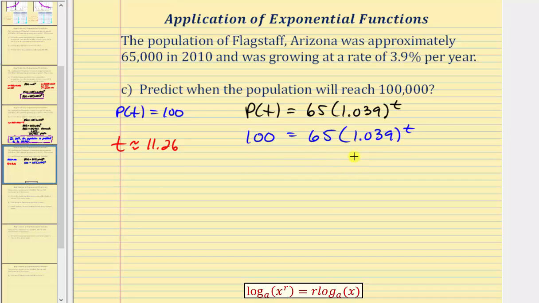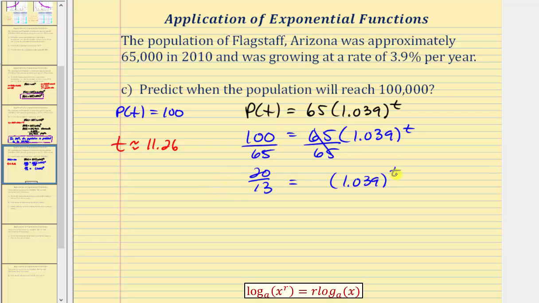So to solve this algebraically using logarithms, the first step is to isolate the exponential part by dividing both sides by 65. 100 divided by 65 simplifies to 20/13. So we have 20/13 equals 1.039 raised to the power of t. And here's where we'll have to use logarithms in order to solve for t.